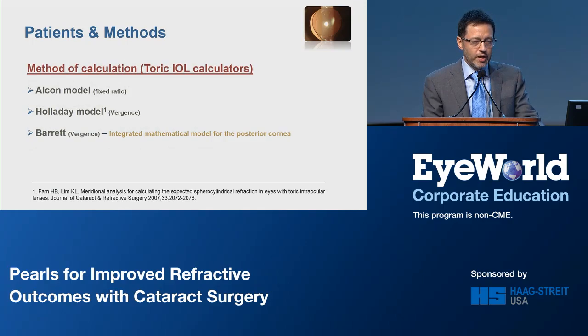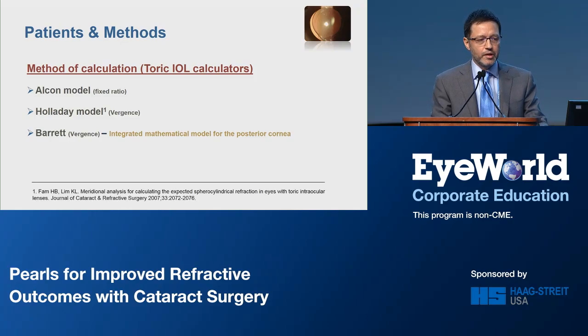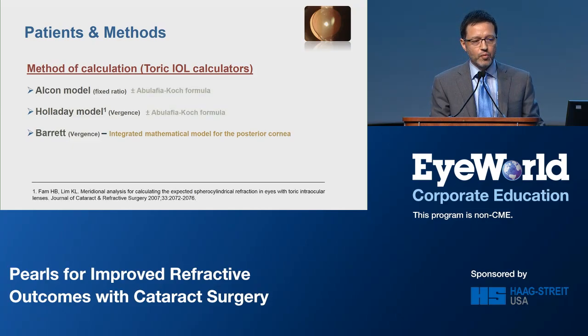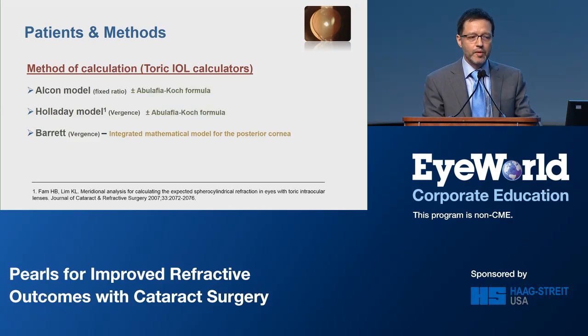And for the method of calculation, we compared the Alcon model, which is the previous Alcon model, which used a fixed ratio in order to calculate the estimated toricity at the corneal plane, and the Holladay and the Baylor toric calculator, which use the effective lens position for the same purpose. Now, both the Alcon and the Holladay models were evaluated with or without the adjustments of the Abulafia-Koch formula.